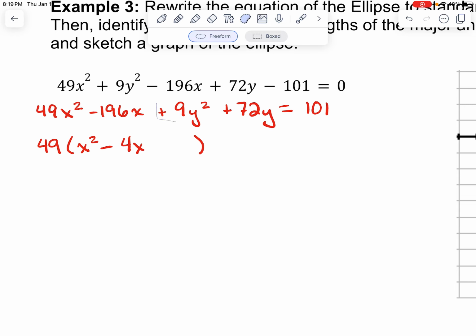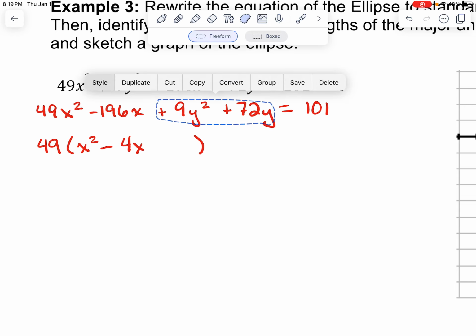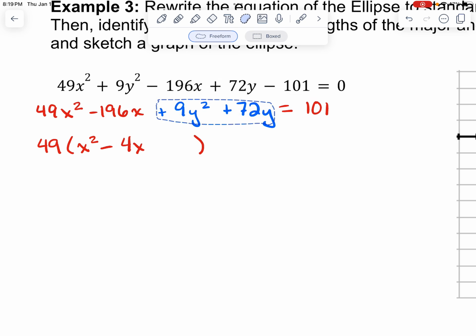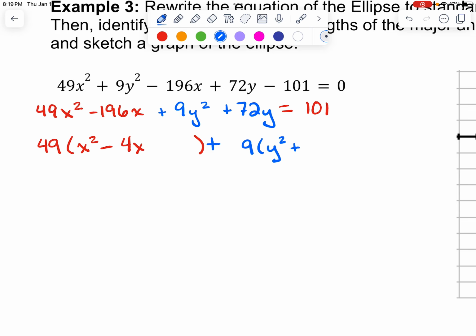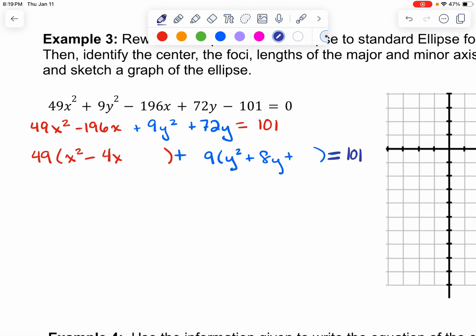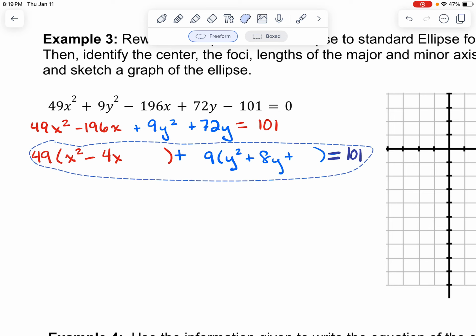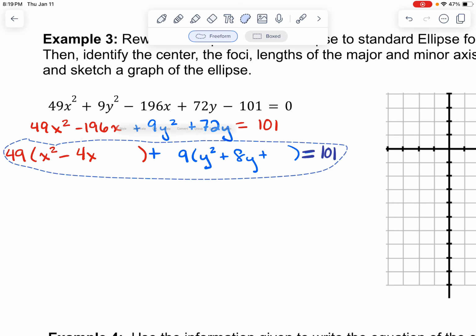Okay, and then I'm going to color code this a little bit. Let's make all my y values, let's do these guys in blue. Okay, so now for the y guys, I have to factor out my 9. So 9y squared plus 72 divided by 9 is 8y. Leave a space for the completing of your square. And then the whole setup equals 101. And I'm going to have to add some stuff over there, so I might shrink this and move it around a little. Let's see. Give myself a little space.